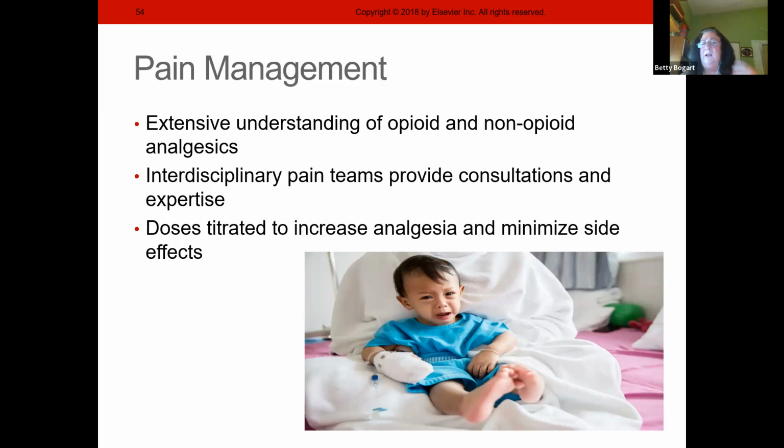So what are we doing? That repositioning, the hot, the cold, head elevated. And Tylenol and Motrin do work. So make sure that we have got a good schedule for it.